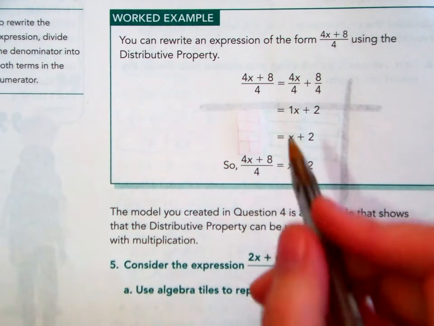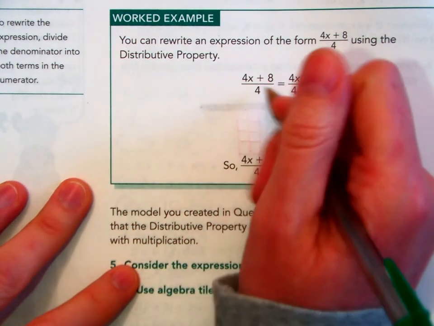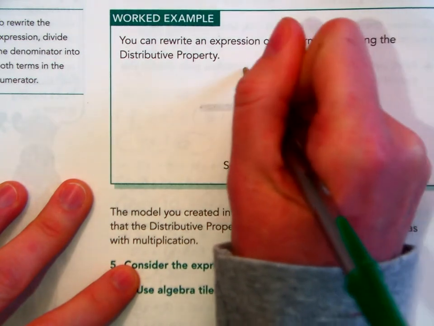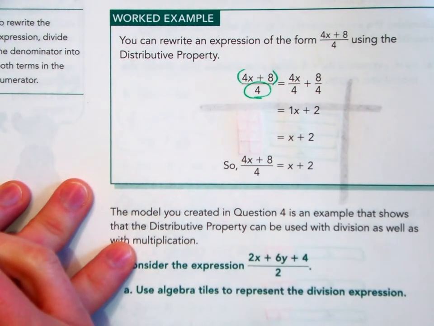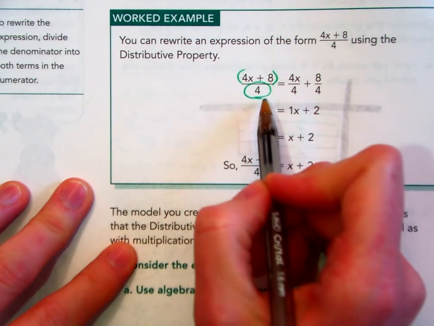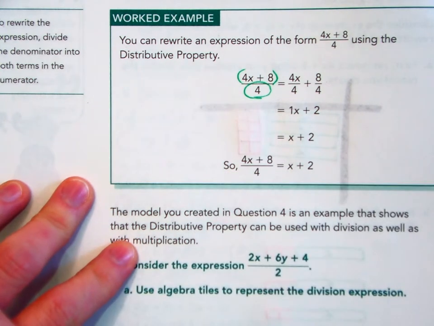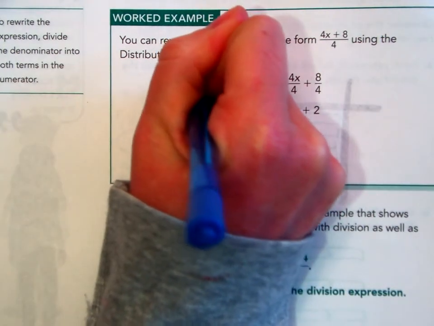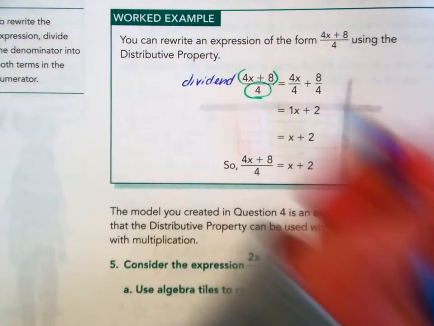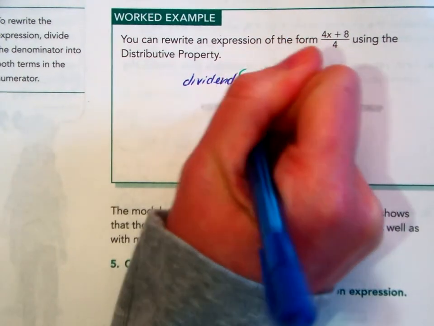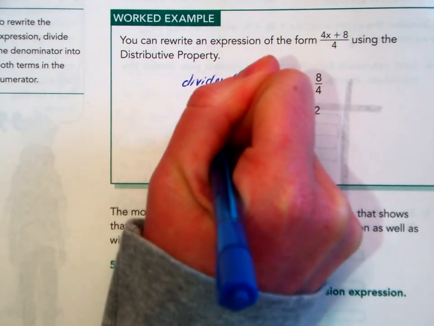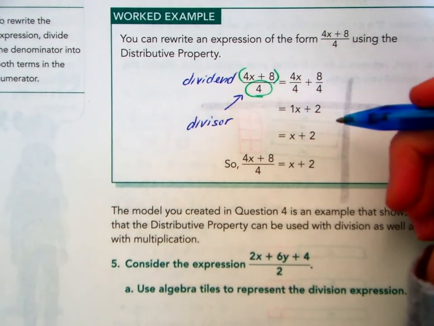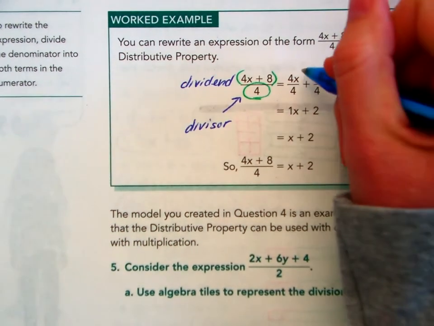So, this is your divisor, this entire thing is your dividend. Each part of your dividend has to be divided by your divisor. Dividend, the whole thing, divisor. So once you do that, it kind of creates an interesting situation for you.